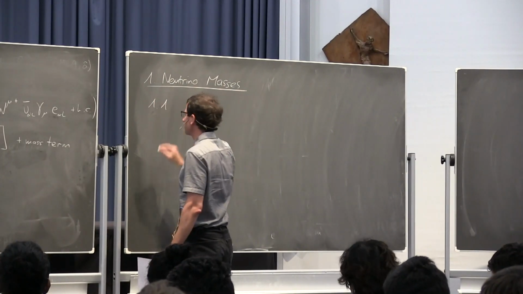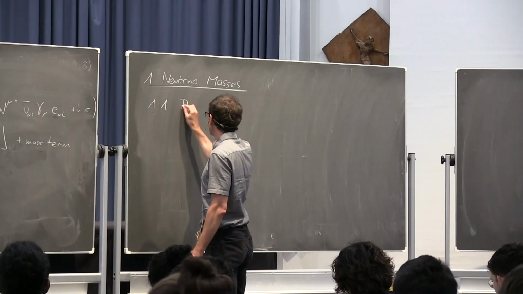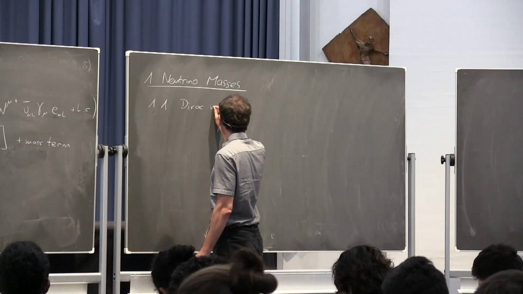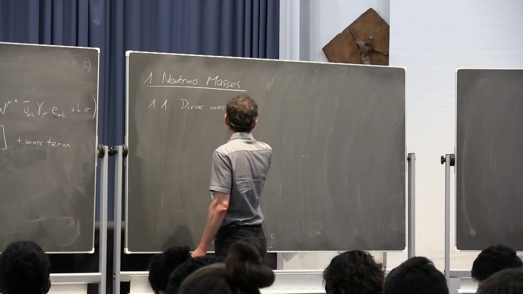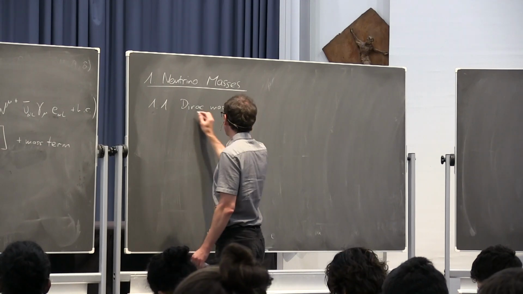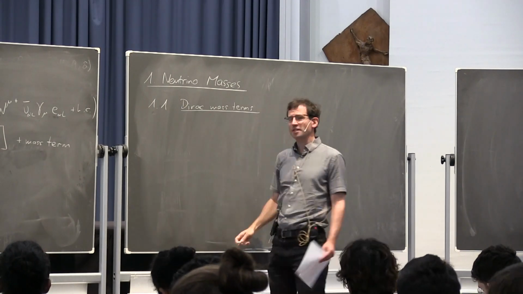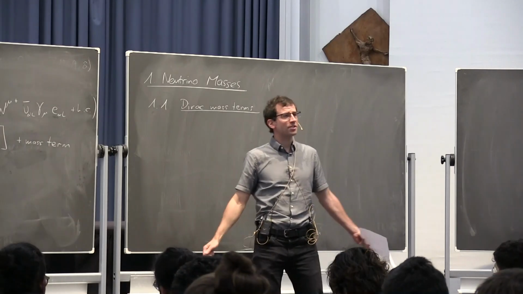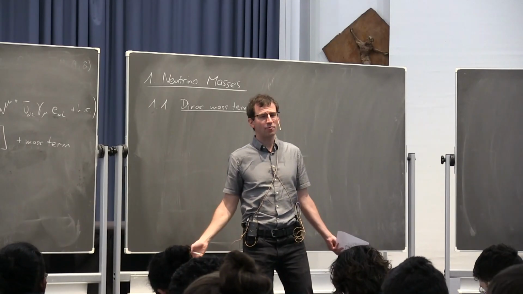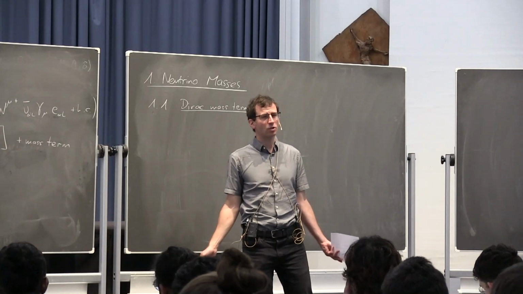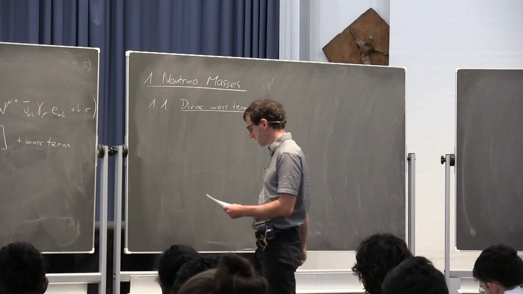And the first type of neutrino mass term that I'd like to talk about is a Dirac mass term, because that's the one that we are most familiar with. So the simplest possibility is that neutrinos get their mass in exactly the same way as the other fermions in the Standard Model do, namely by coupling to the Higgs.